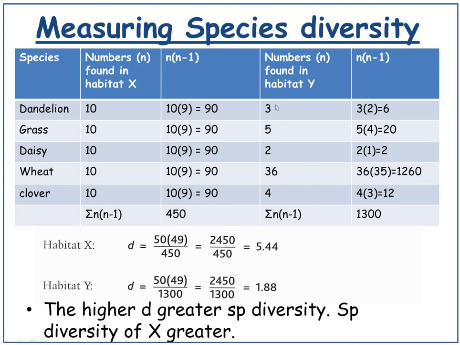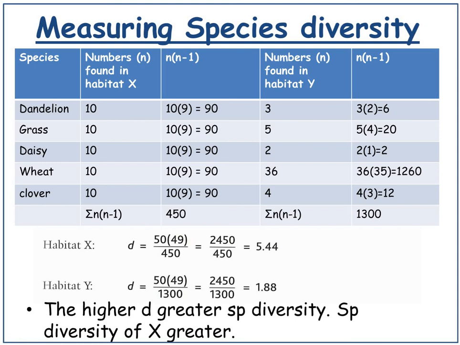And for habitat Y you do 3 times 2 equals 6, 5 times 4 equals 20, 2 times 1 equals 2, 36 times 35 is 1260, 4 times 3 equals 12, and you add all of those answers up and you get 1300.